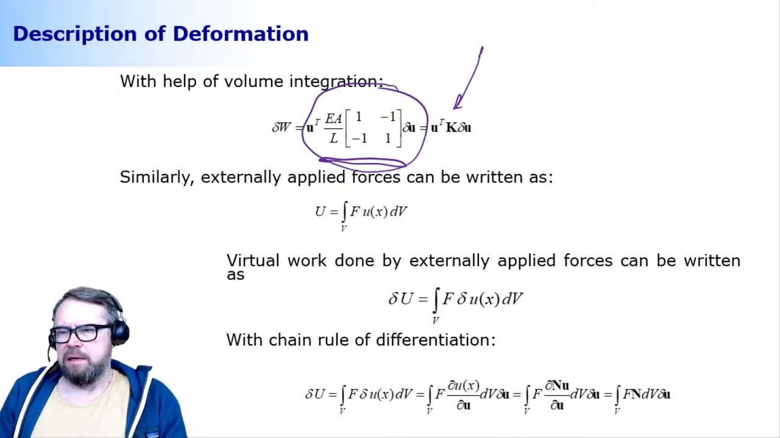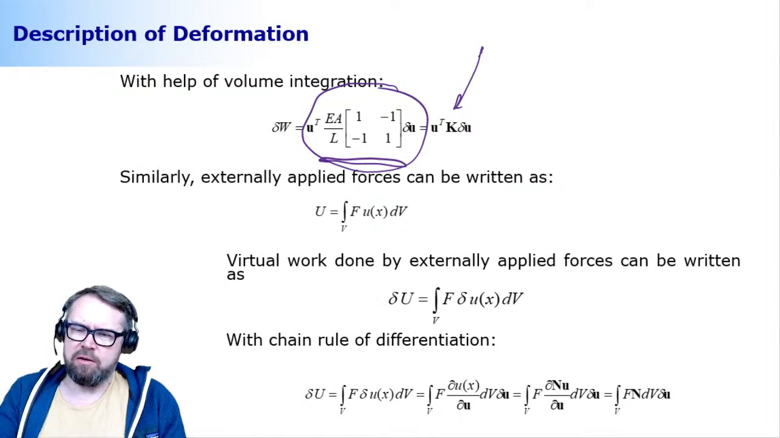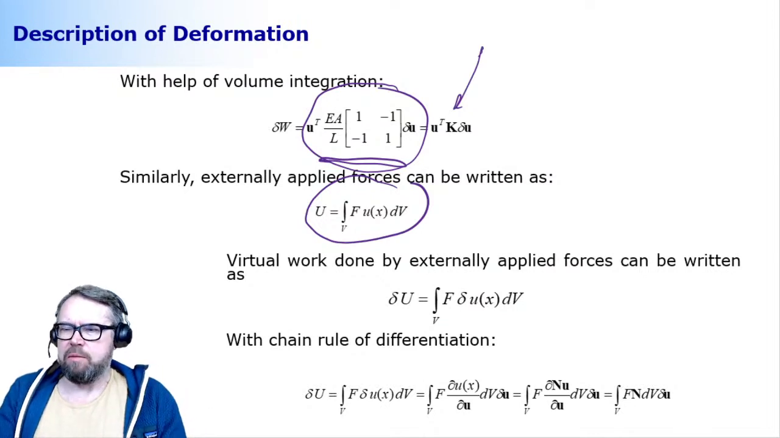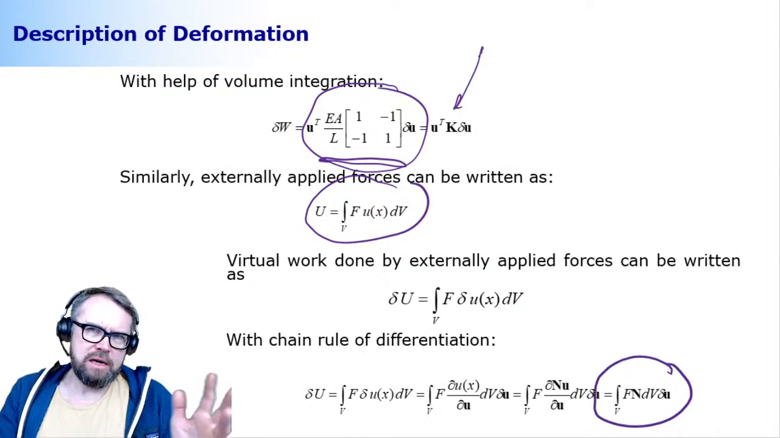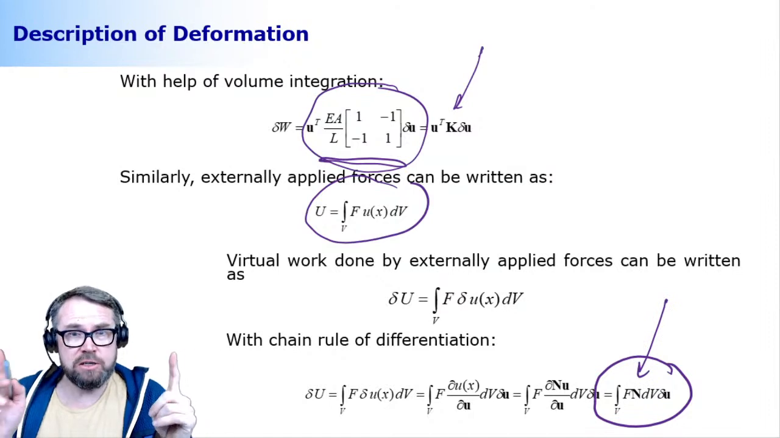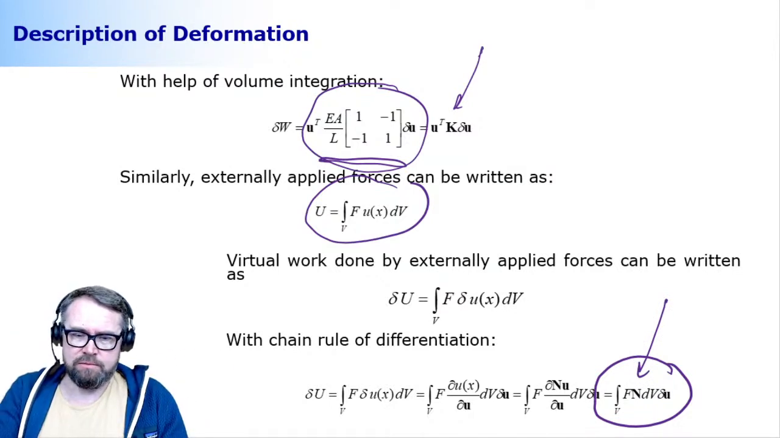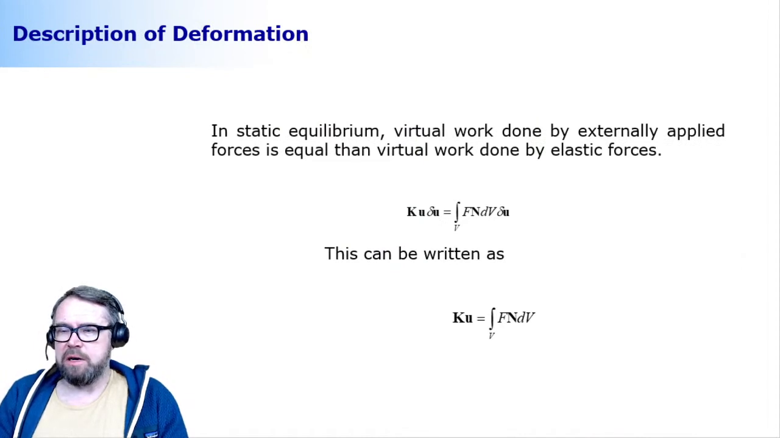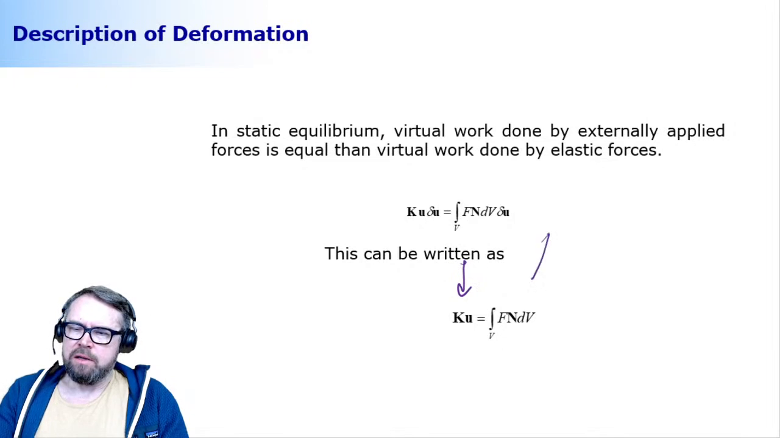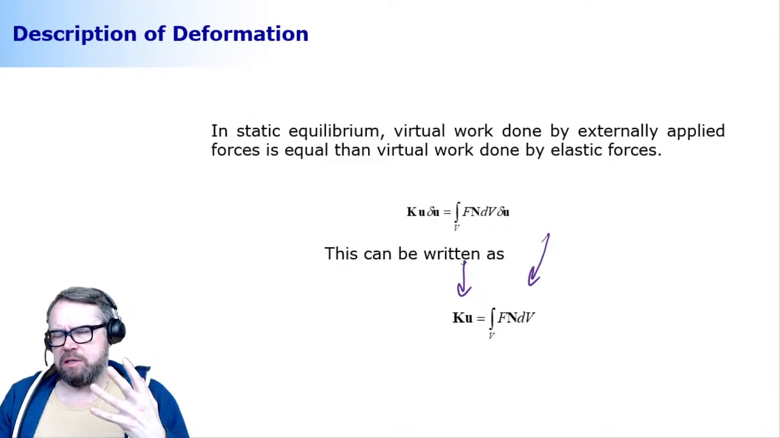I can also take a look at how I can express my external applied forces in terms of nodal degrees of freedom. When I do that, I'm distributing the forces applied along the element to the nodal degrees of freedom with the help of the shape function. So the shape function again is playing a very critical role. And once I get that, this is eventually my final static equilibrium. So this shows the static equilibrium: elastic forces equal external applied forces.